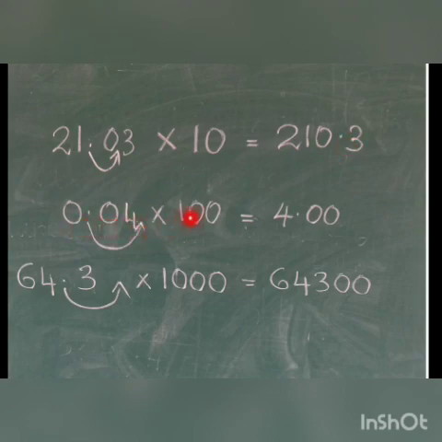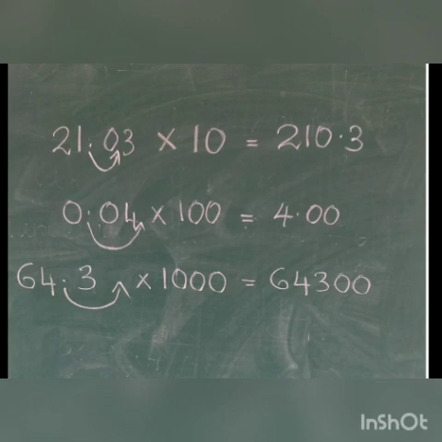Look at the next example. 0.04 into 100. In 100 we have two zeros. So keep in mind, we are multiplying, so the decimal point should move to which position? To the right. And by how many places? Since in 100 we have two zeros, it should move by two positions. That is, this point shifts to the right to here, and we get the answer 4.00. That is 4 itself.